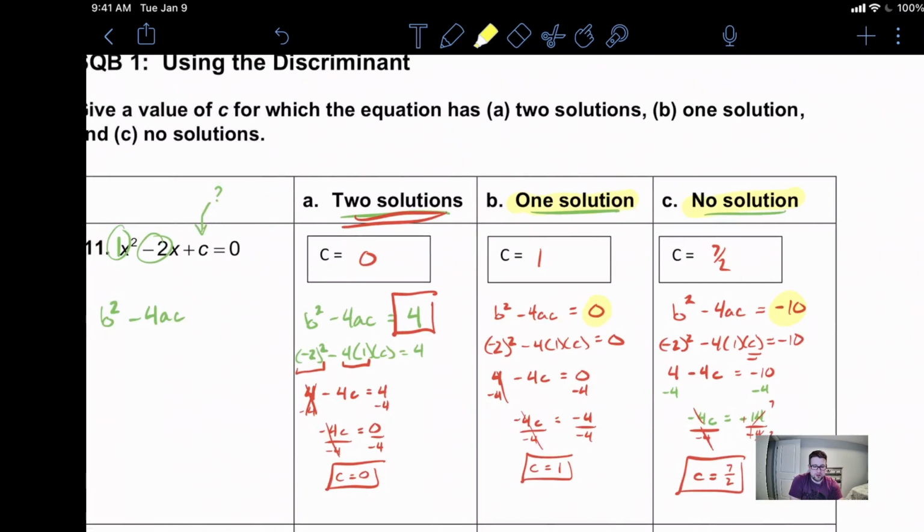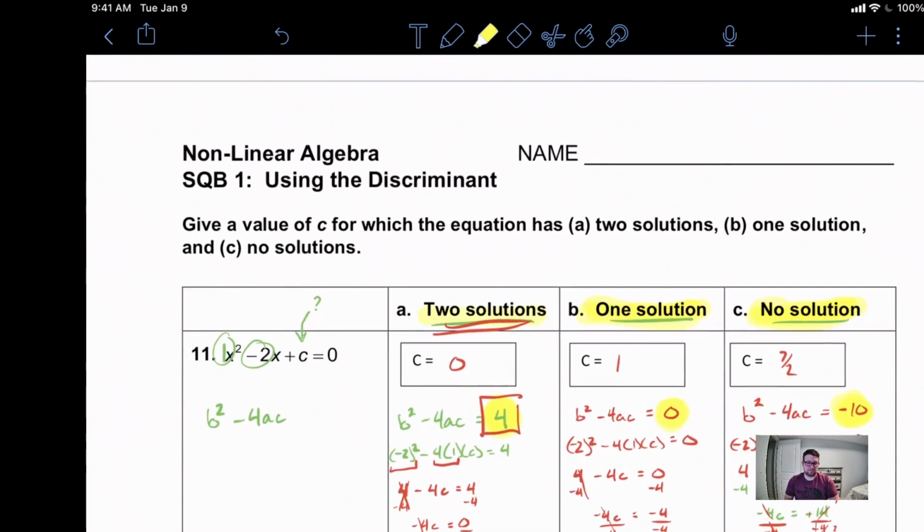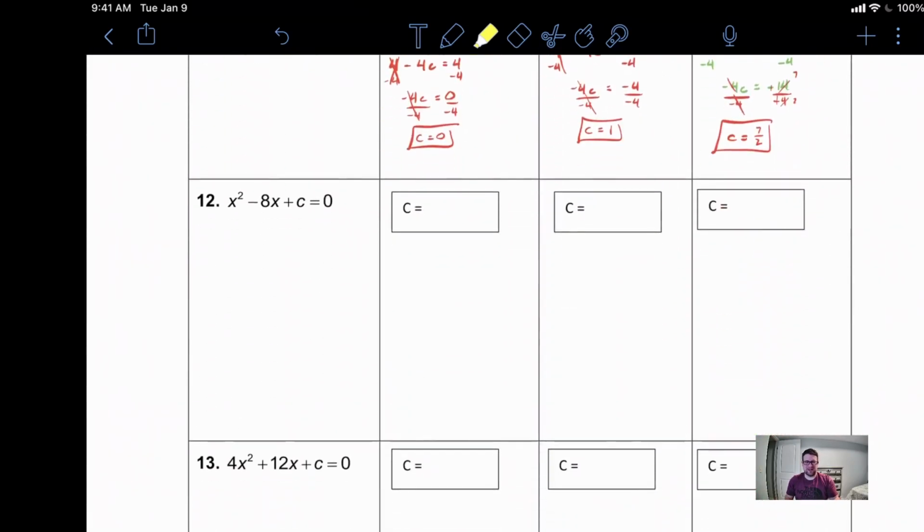Right? So it all depends on the number you pick. If you want 2 solutions, you pick a positive number. If you want 1 solution, you pick 0. And if you want no solution, you pick a negative number. And it doesn't matter which one, you just go through the work to solve. I think I'm going to stop the video there, and I'll save the other 2 for you.